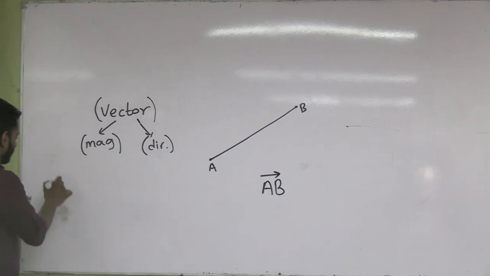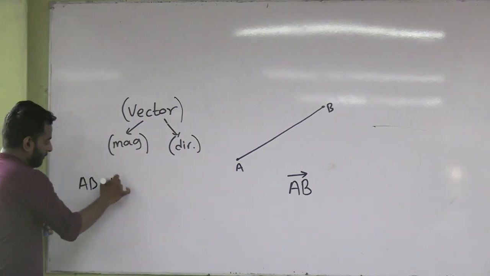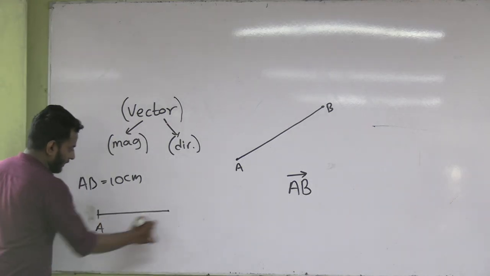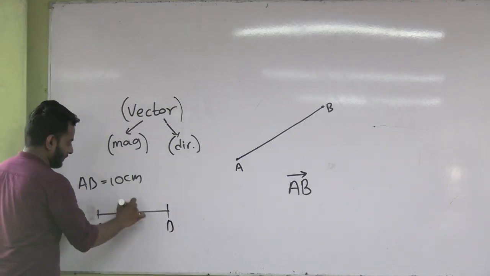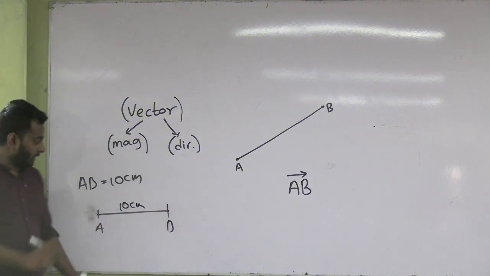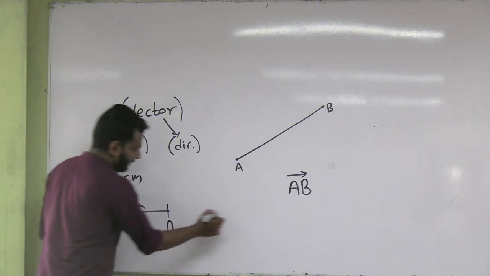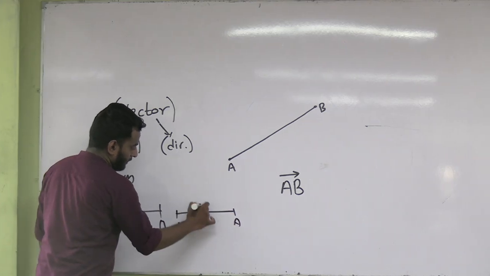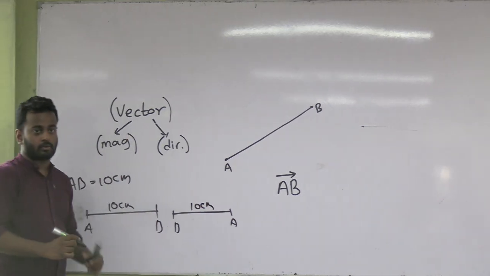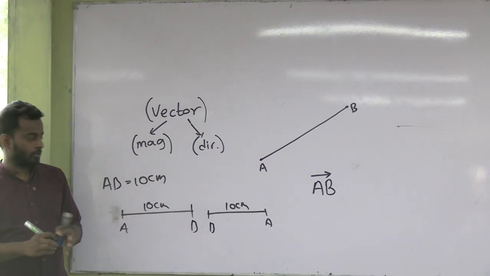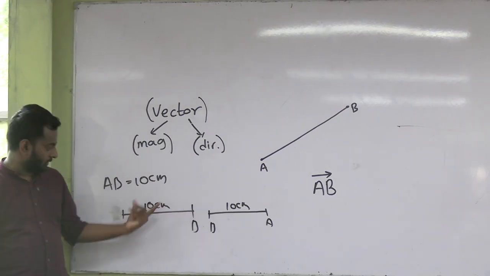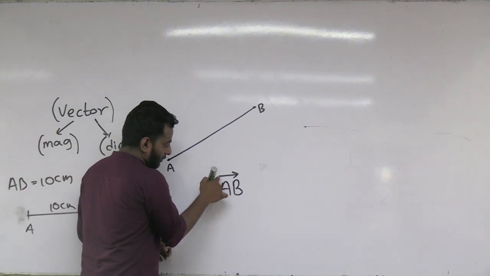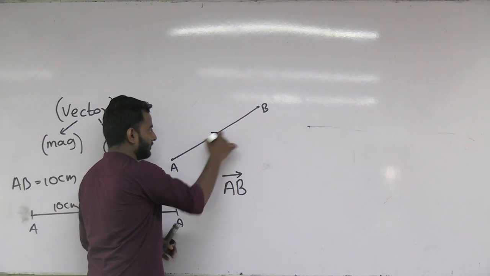Now in O levels, you did something like this. The length of the line AB is 10 centimeters, and you draw that line, call it A and B, and measure 10 centimeters. Another person can name it the other way, BA 10 centimeters. Both are fine because we don't care about the direction, it's just the length. But here, since it's the vector AB, the arrow should be from A to B, this way.